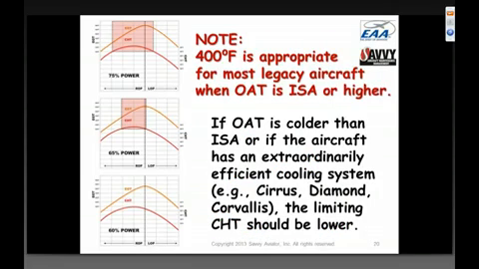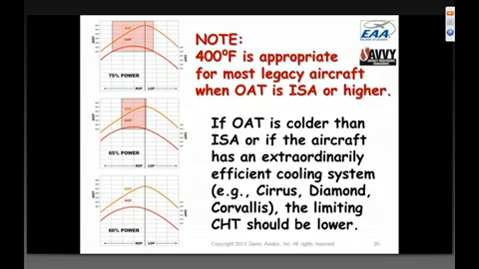Now, let me refine this 400 degree number I've been talking about. 400 degrees is an appropriate maximum CHT for most legacy aircraft flying in most outside air temperatures. But if the temperature is very cold out, if it's below standard atmosphere, and most of the time we're at or above standard atmosphere, but if the temperature is cold, then we want to lower that 400 degree number appropriately.